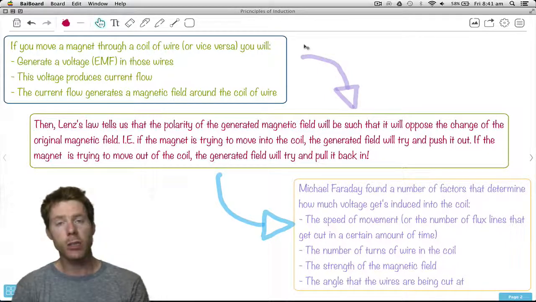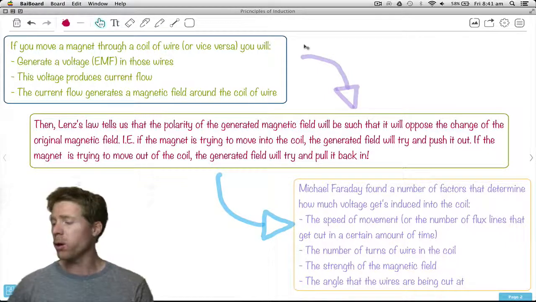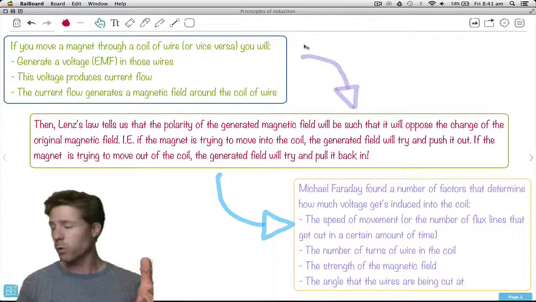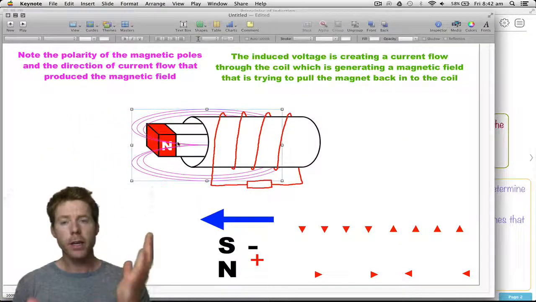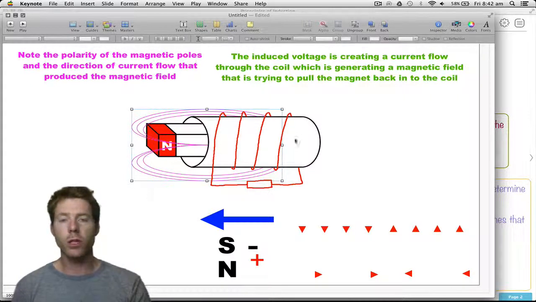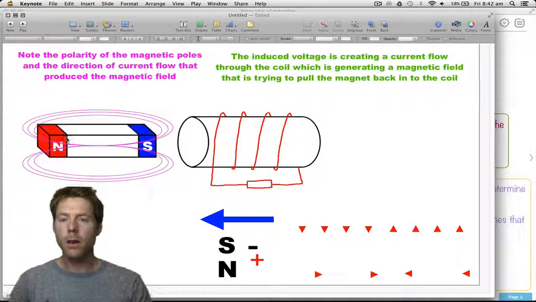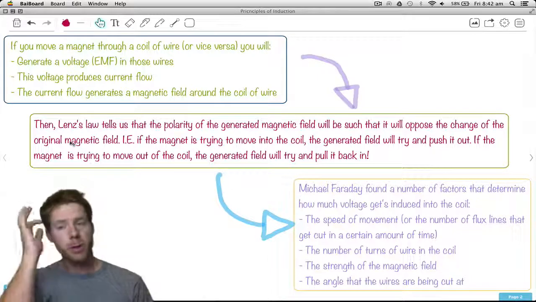And from the previous lecture, we learned that if you have current flow through some wires, you get a magnetic field built up around those wires. So us moving this through here cuts through some wires with the magnetic lines of flux. That induces a voltage into those wires. Now that we have a voltage in those wires, we get current flow through the wires. And of course, every time there's current flow going through wires, you get a magnetic field built up around the wires. Now something interesting happens with that.